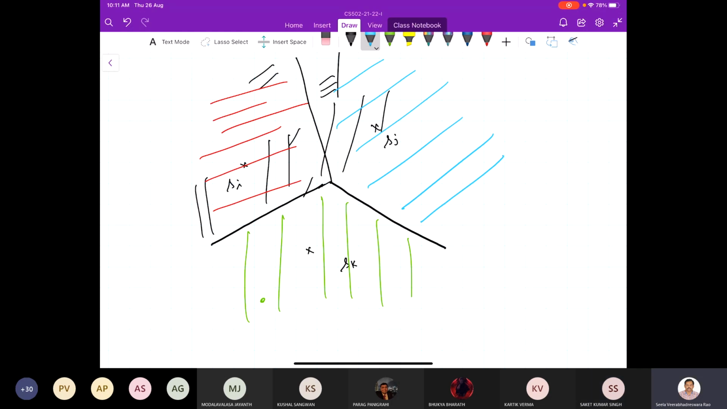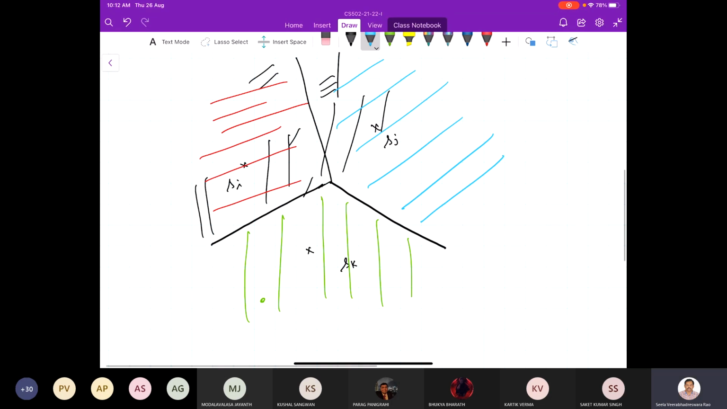So this is what is called a Voronoi diagram. Given n sites, we want to associate one region to each site such that any point in that region is closer to the corresponding site than to any other site. So this is what is called a Voronoi diagram.